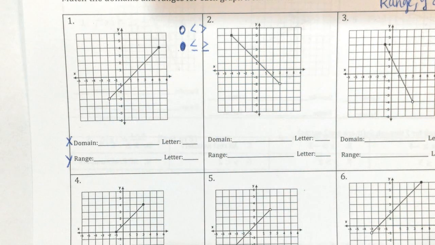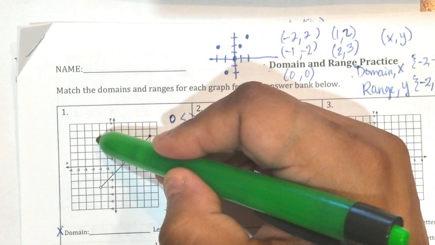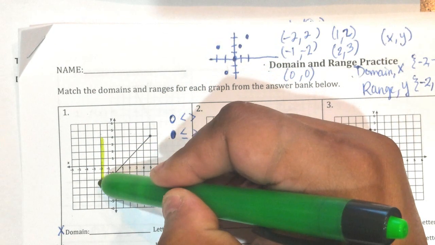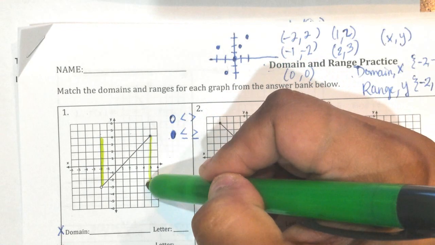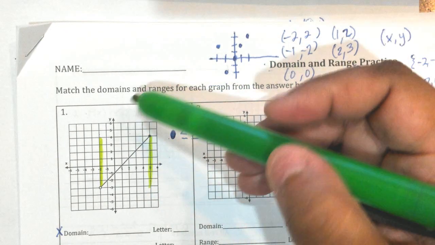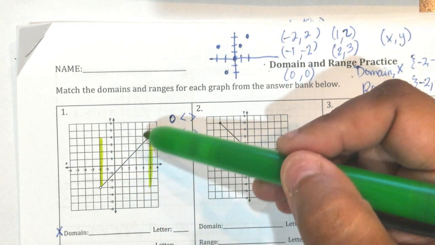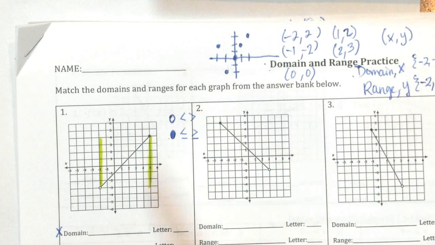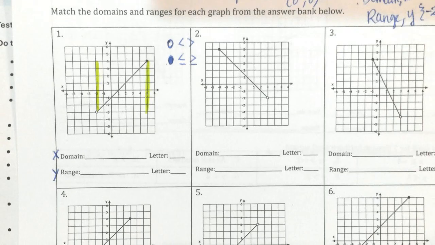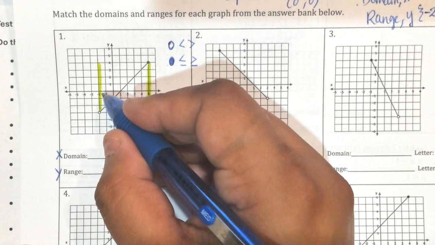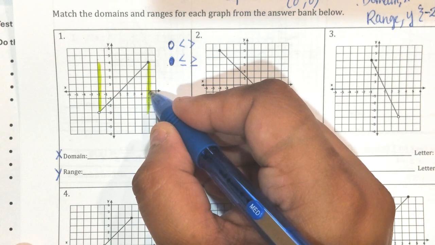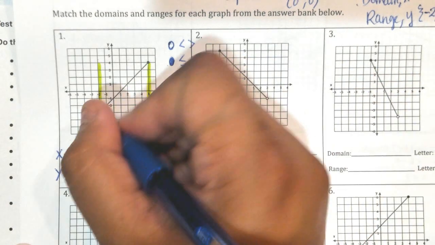And it's covering everything from negative 2 to 5. So my graph covers everything from negative 2 all the way to 5 because there's no arrows, okay? So on my x-axis, it's all the real numbers from negative 2 to positive 5. Now how do you write that?